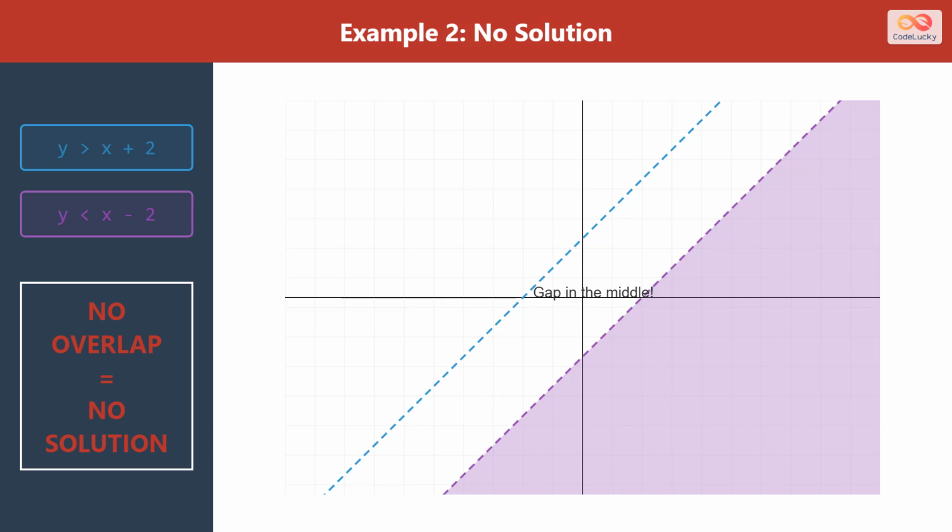Sometimes you might encounter a case with no solution. Look at these two parallel lines. One asks for the region above the top line, and the other asks for the region below the bottom line. Since the shaded areas go in opposite directions and never touch, there is no overlap. Therefore, this system has no solution.